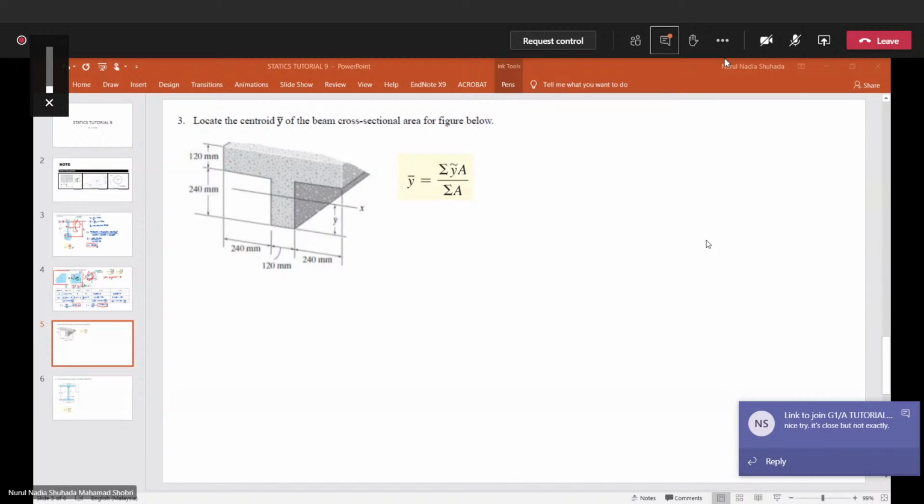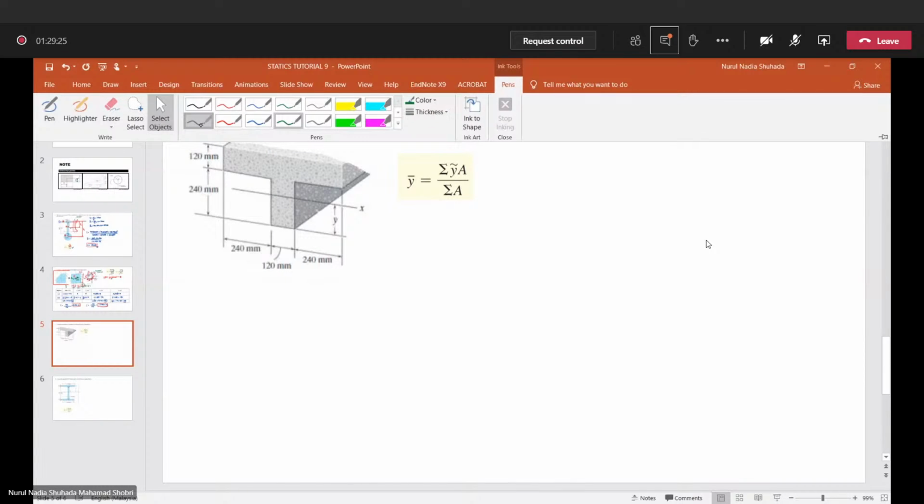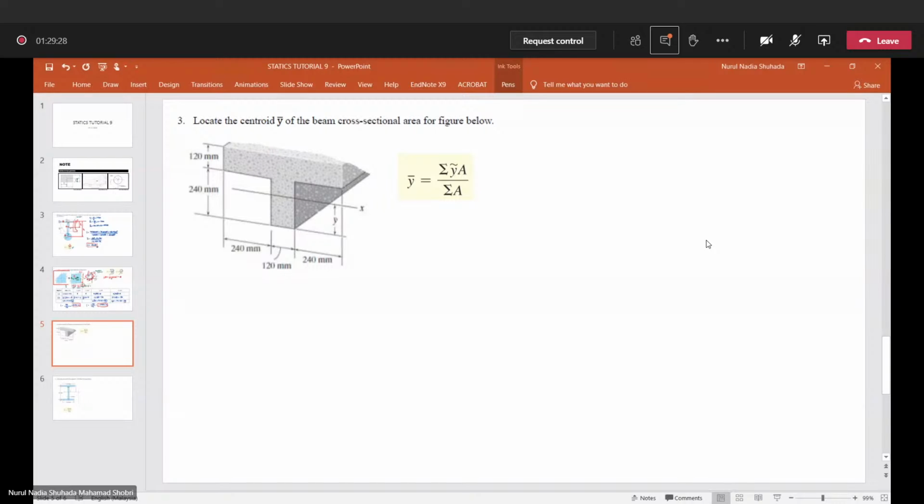Okay, so I think we can discuss question number 3 together. The question for number 3 is actually quite similar to question number 1, but there is one difference between them. First, I'm going to redraw the diagram.